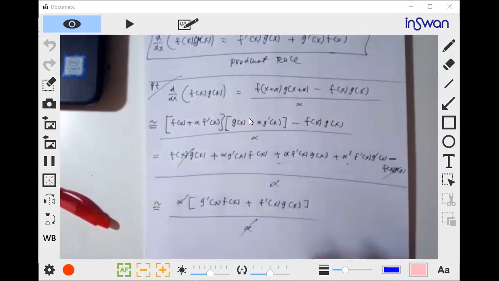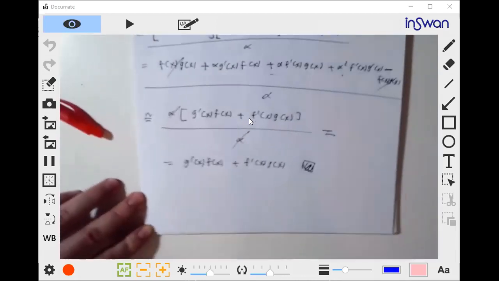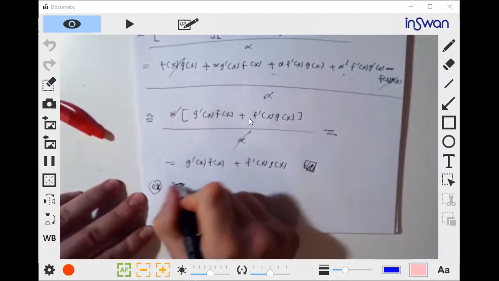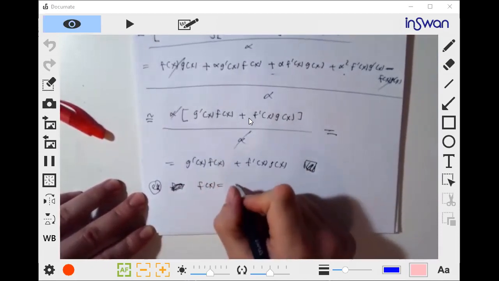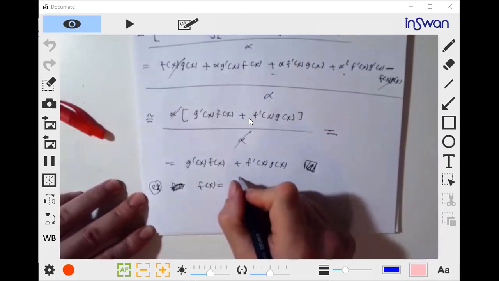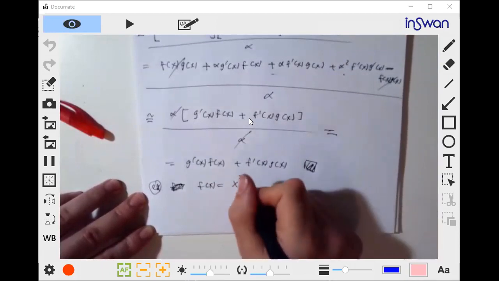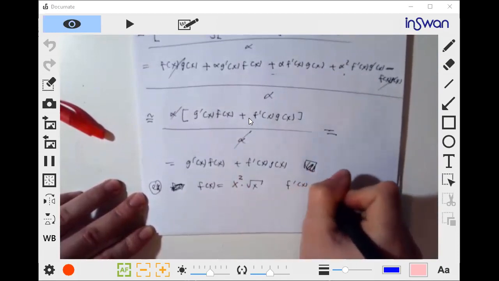When we cancel out the alphas, we get the result that I stated above. So what does this mean for you? This means that if I have some function, let's say f of x is equal to x squared times square root of x, and I ask you what is f prime of x equal to?